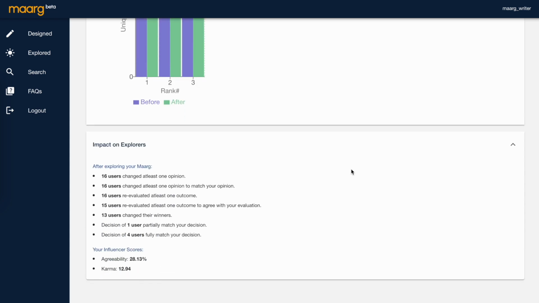Finally, we also generate a summary of how exactly your readers feel after reading the Maarg. So you can see how many users changed at least one opinion, and how many changed their winners, which is the rank number one, and so on. You also get an agreeability score as to how many people have a similar opinion as yours. Now, the rules for generating these numbers are currently under discussion and under development, but we will be discussing this in more detail in a subsequent session.